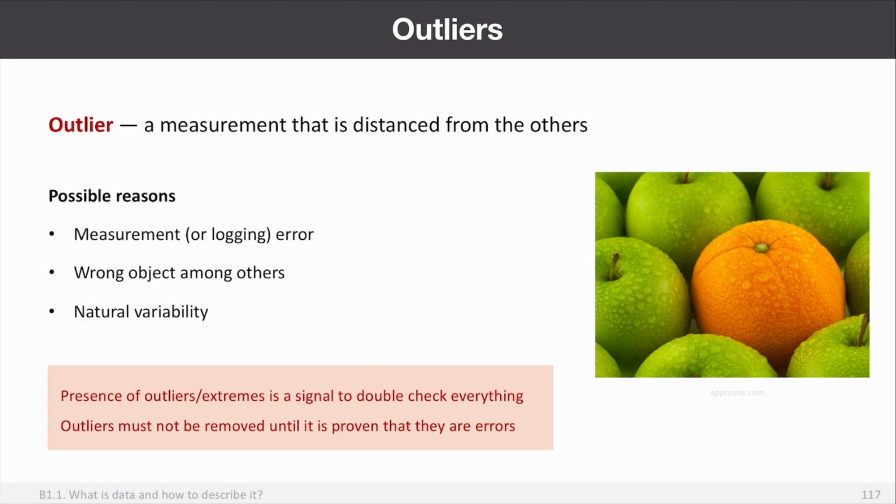So the idea is that if you have an outlier, you need to check and make sure that it's not the first two. So it's not a measurement error and it's not a wrong object among others. If it is, then you have to repeat this measurement, and you cannot use this value as a part of your statistical analysis. But if it's natural variability, if you don't have any evidence against this outlier, then you cannot remove it. You need to either reconsider your sampling, maybe your sampling is not good enough, or you just continue as it is. You may have some extreme values in your sample, especially if the sample size is small. There is nothing wrong with it.